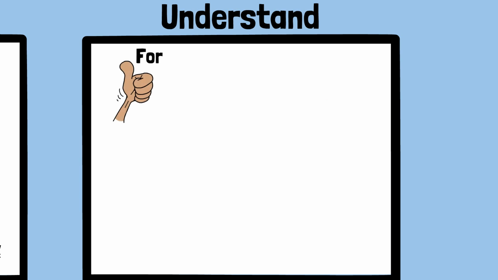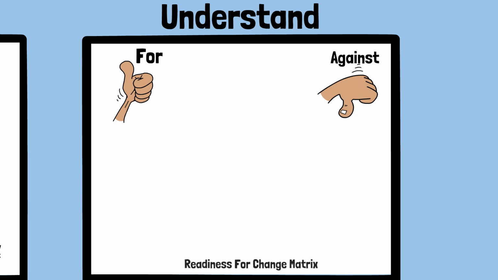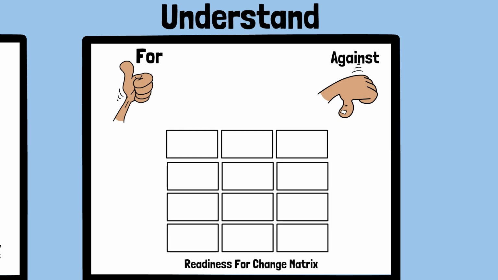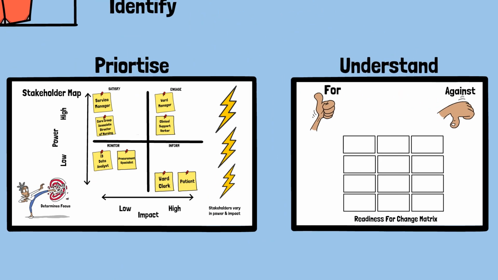Step 3, understand, can help you assess individual stakeholders' views on the improvement, encouraging you to identify those who are for or against the change and whether it matters, informing you how you should engage with them. A readiness for change matrix can be used to plot individual stakeholders with high power, those in the engage and satisfy groups, focusing on these stakeholders as they have the power to stop or promote your improvement.